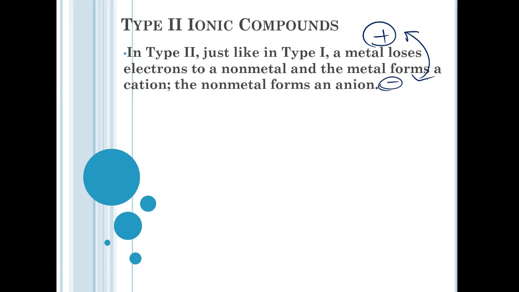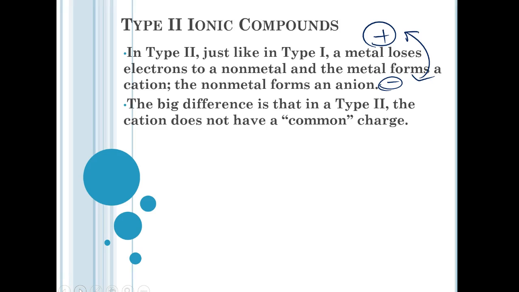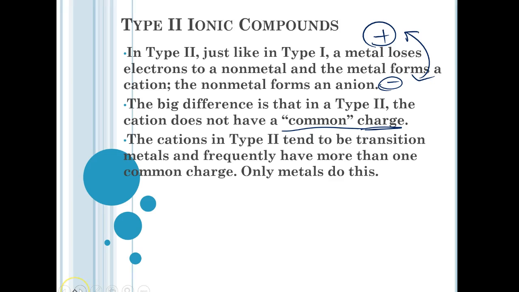Okay. You also typically have two capital letters. The big difference is in a type 2, the cation does not have a common charge. These are ones that don't have a number written at the top of their column. Aluminum has a positive 3. Aluminum's always positive 3. That is its common charge. But if you look at iron, for example, there's nothing written at the top of Fe. That's because it doesn't have a common charge. They have more than one.